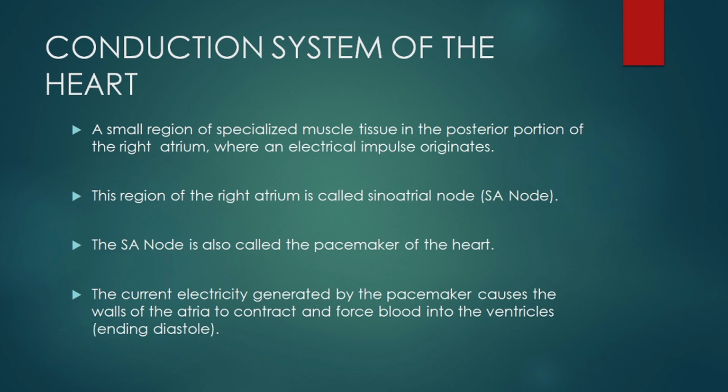Conduction system of the heart. A small region of specialized muscle tissue in the posterior portion of the right atrium is where an electrical impulse originates. This region of the right atrium is called the sinoatrial node. The sinoatrial node is also called the pacemaker of the heart. The electrical current generated by the pacemaker causes the walls of the atria to contract and force blood into the ventricles.